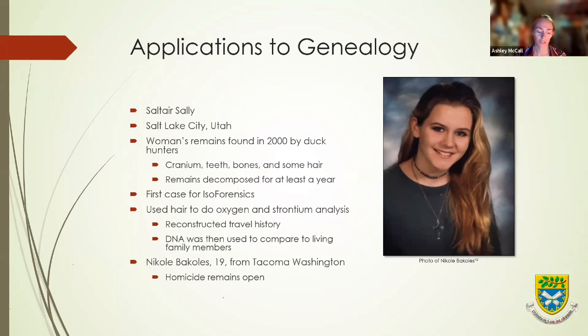When she left Utah, she showed values from the Northwest region of the US. With this guidance, the investigator was able to narrow down where to look for missing person reports. When he found one that fit, further DNA testing coupled with dental records allowed for the positive identification of Nicole McCall, 20, from Tacoma, Washington.